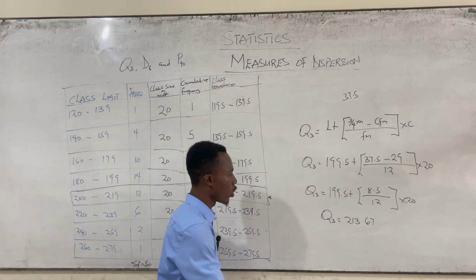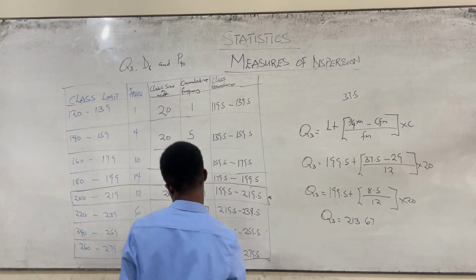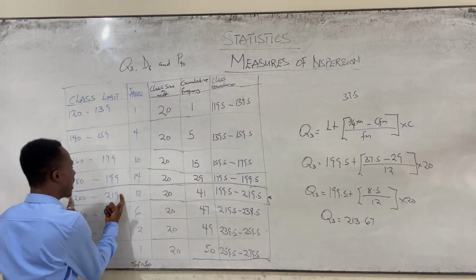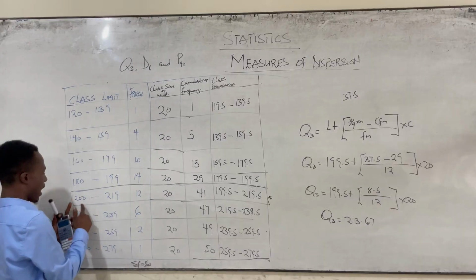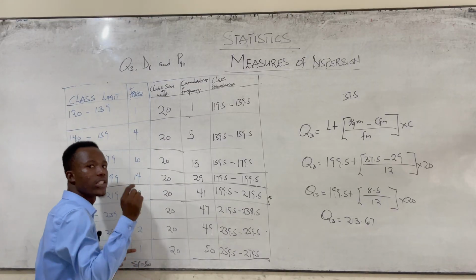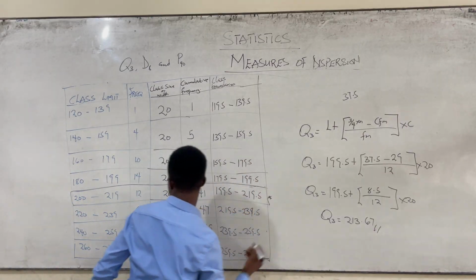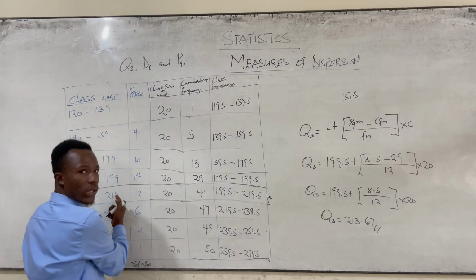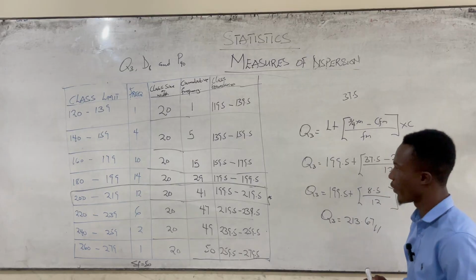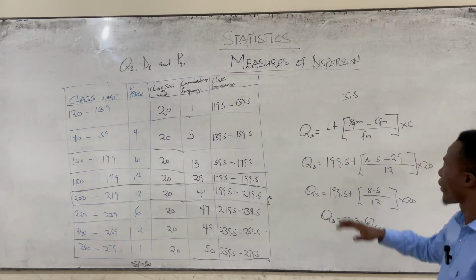So when you finish and you want to confirm that the answer you have gotten is correct, what you do is come and check the class limit, whether this particular answer is located within this class limit. If it is less than this number, it means you are wrong. But if it is more than this number, it is also wrong. So always have it in mind that your final answer must be within these two numbers. That is 200 to 219, of which it is very true. So that is it. There is the third quartile, the calculation for the third quartile.